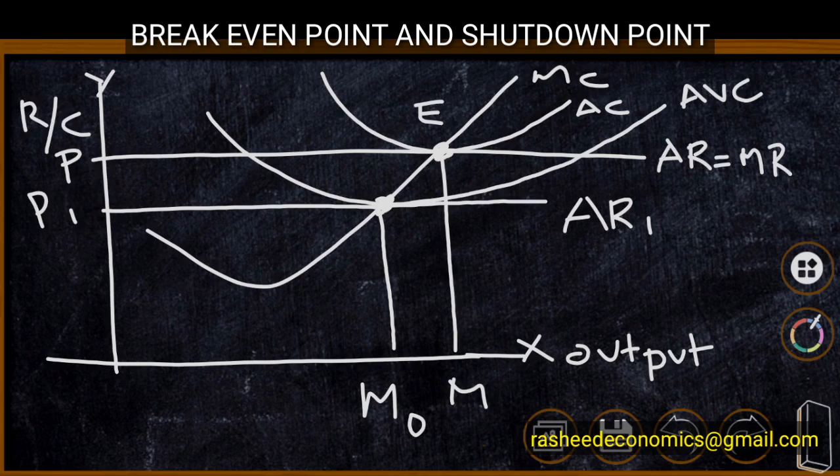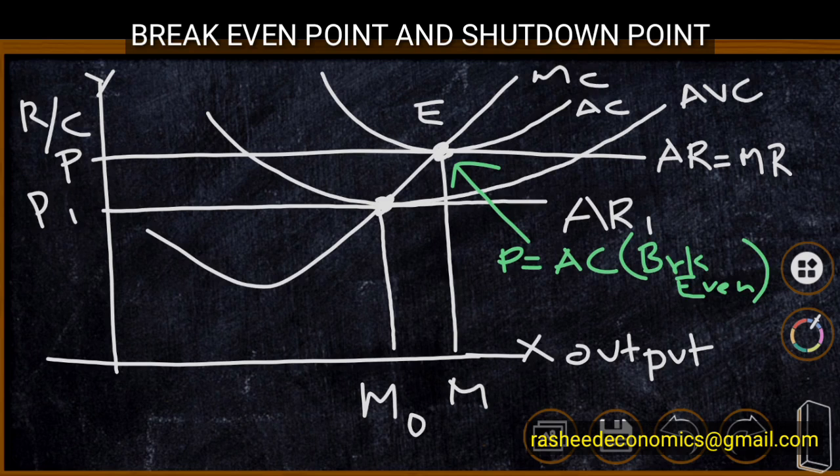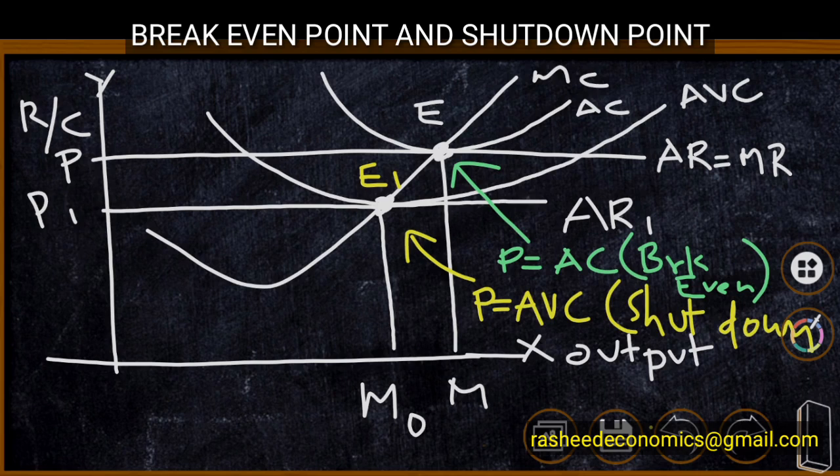Therefore at point E, where price is equal to average cost, the firm is earning normal profit, and this is the point of break even. The second point is E1. At E1 the firm's price is equal to average variable cost, and therefore the firm will shut down. Therefore the firm is earning normal profit, or the firm is break even, at point E where it produces OM level of output, and the firm is shutting down its operation at OM0 level of output where price is equal to average variable cost.